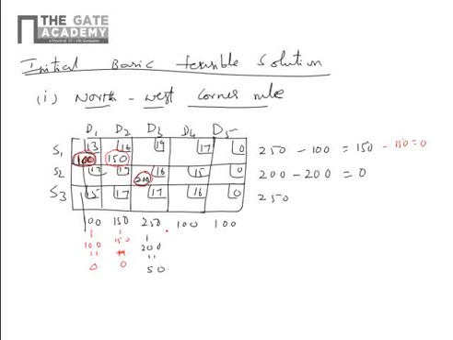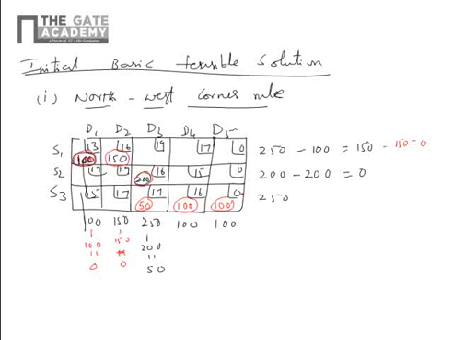So select the next possible allocation, which is S3 D3. Here it is 50. Now the demand has been completely met. Allocate here 100, here 100. Now look at the allocations.